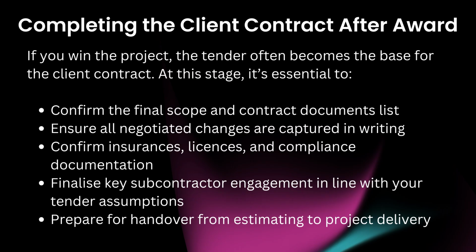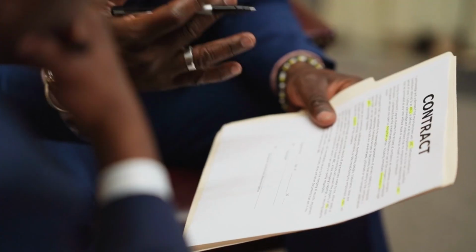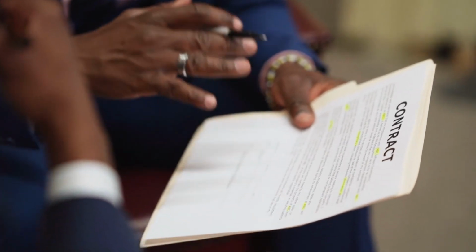Completing the client contract after award. If you win the project, the tender often becomes the base for the client contract. At this stage, it's essential to confirm the final scope and contract documents list, ensure all negotiated changes are captured in writing, confirm insurances, licenses, and compliance documentation. Finalize key subcontractor engagement in line with your tender assumptions.